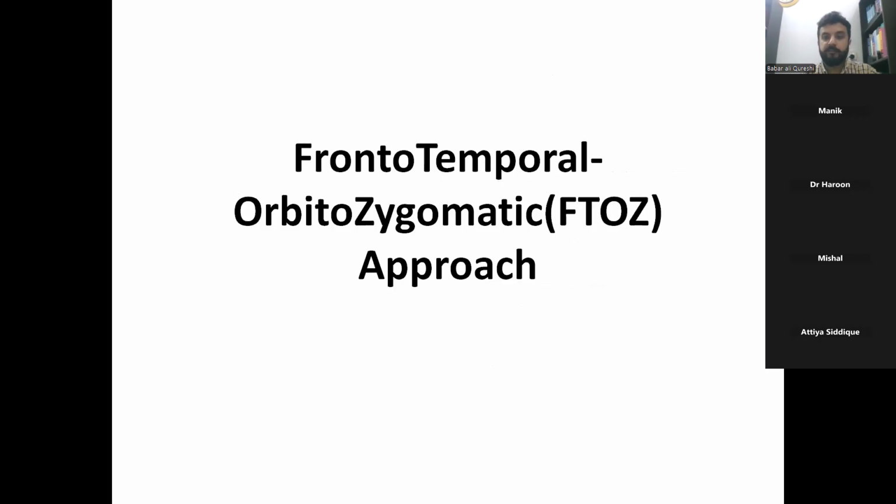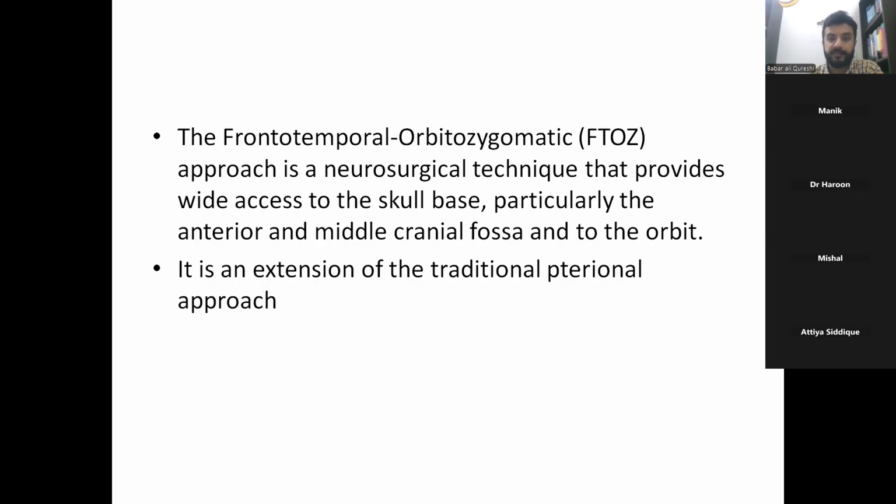Now coming to the frontotemporal orbitozygomatic approach. This is a very tricky approach, especially in the cases of these spheno-orbital meningiomas. They can ask you about this approach. This technique basically provides access to the skull base, particularly the anterior cranial fossa, the middle cranial fossa, as well as the orbit. So this is an excellent approach.